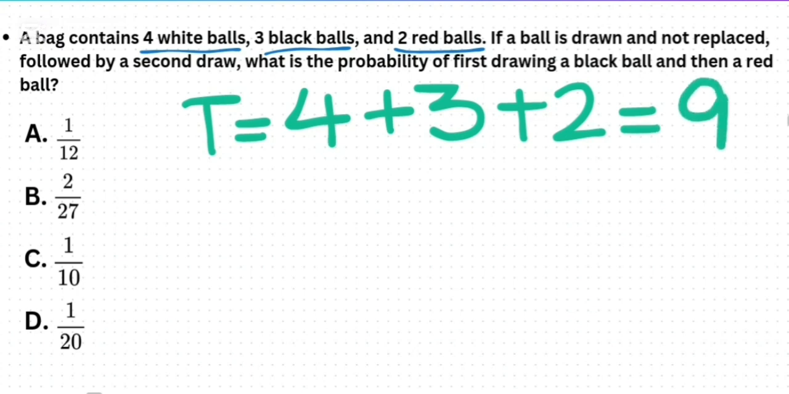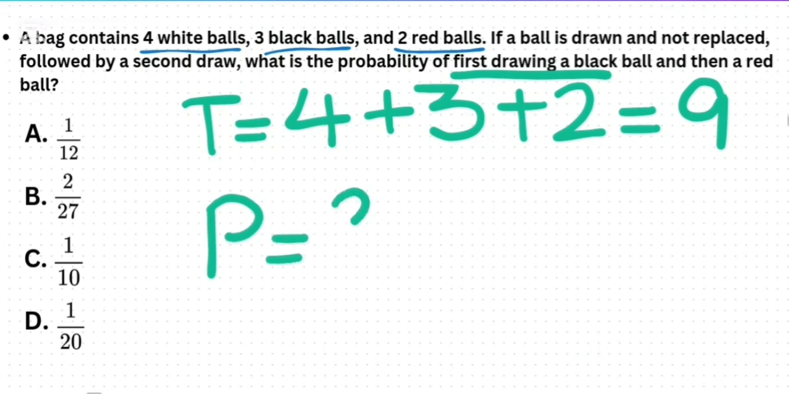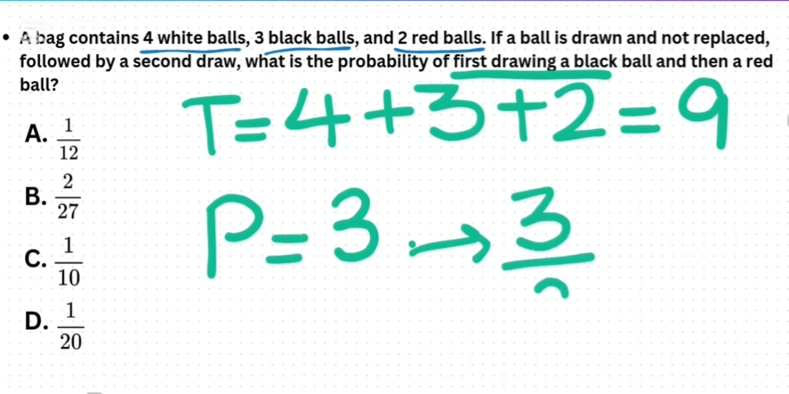Now we need to find the probability of first drawing a black ball, right? See in the question, first drawing a black ball. So the probability of drawing a black ball first is 3 out of 9. So the probability becomes 3, which is a favorable outcome, and 9, which is a total outcome. This is the probability of the black ball, or you can say the first ball, right?